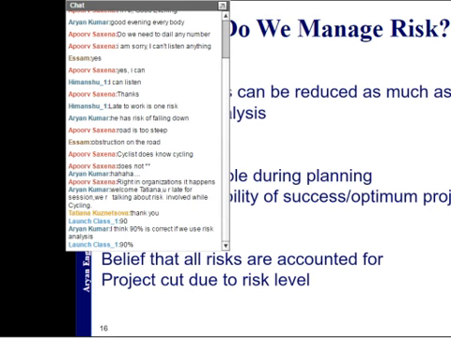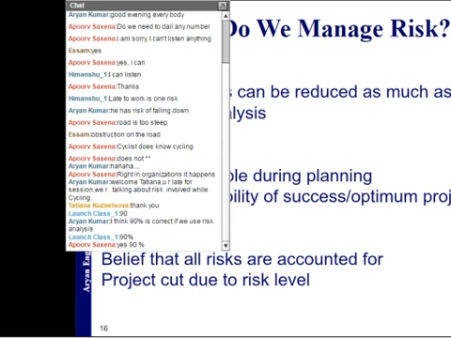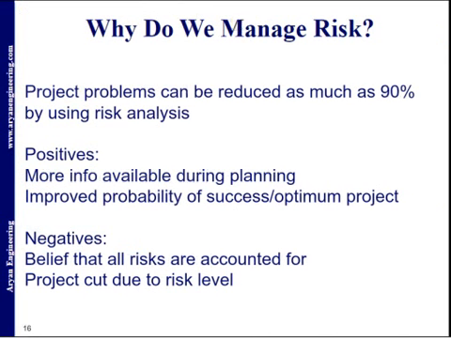90%. Yeah, thank you. So I think we are going on the right track. So again, the positives: more positive risk is more information available during planning, improved probability of success, optimum project. Again, the negatives: believing that all risks are accounted for, and projects cut due to the risk levels.